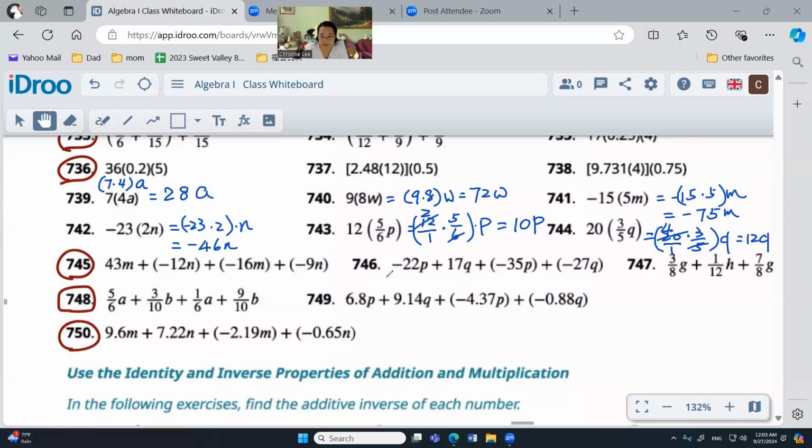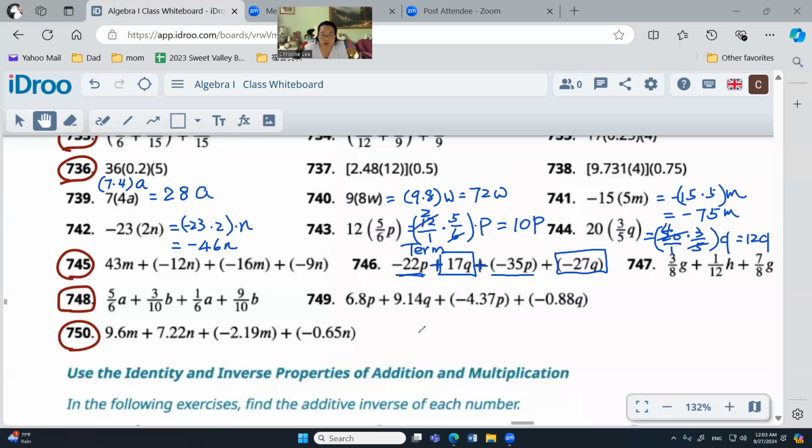Got it, right? How do we do this? P, Q. P goes with P, Q goes with Q. And this is called what? Combining like terms. Remember, whatever is plus or minus together, they are called terms.